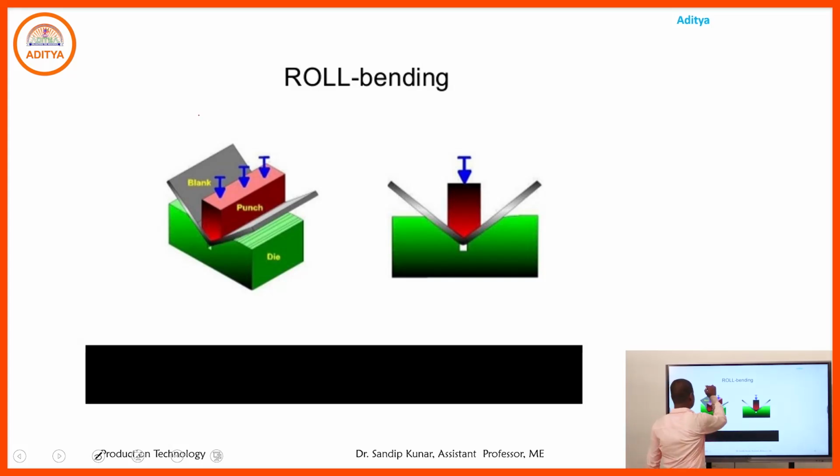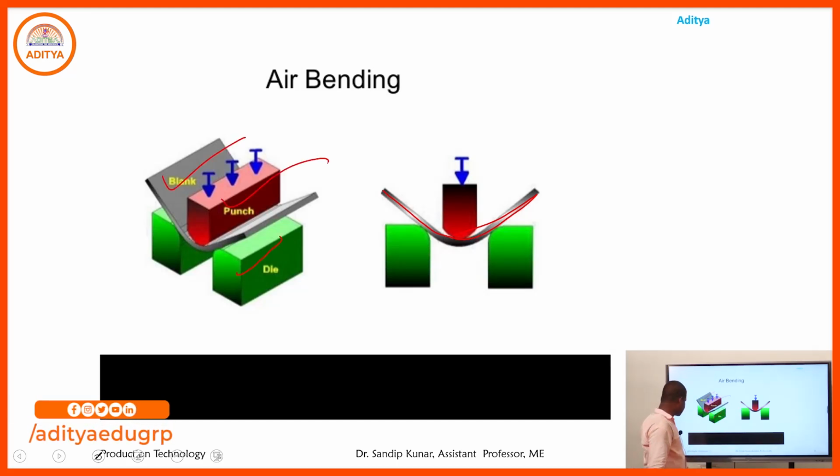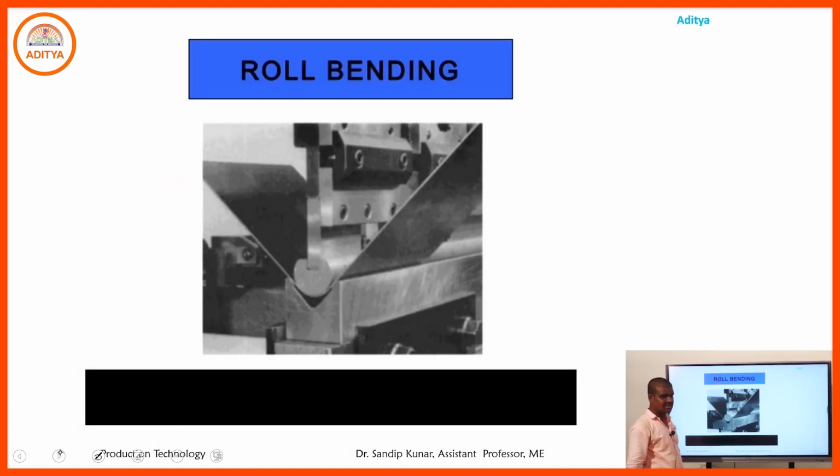Here that is the blank, and that is the punch. Using the punch and the die, as per the die shape we produce the bending in that particular blank. Due to the application of punch force, that type of bending takes place in the die. In air bending also, bending is done: that is the die, that is the blank, and that is the punch, and that type of bending takes place. That is the roll bending. Using rollers we bend the sheet as per the die shape.